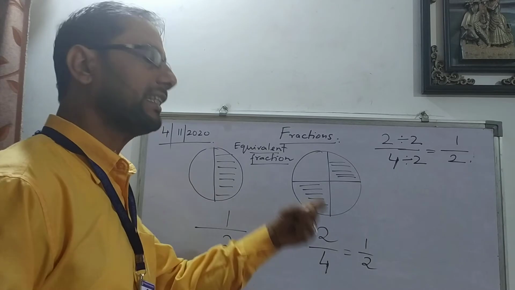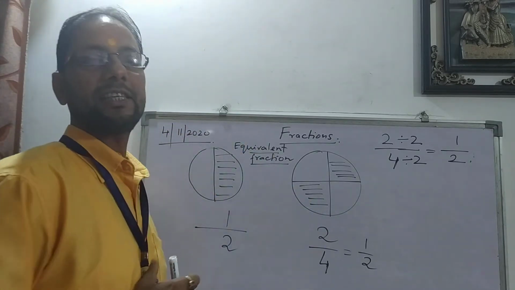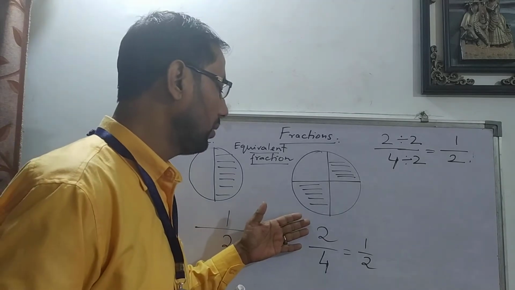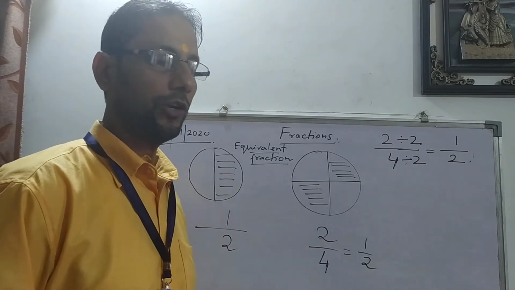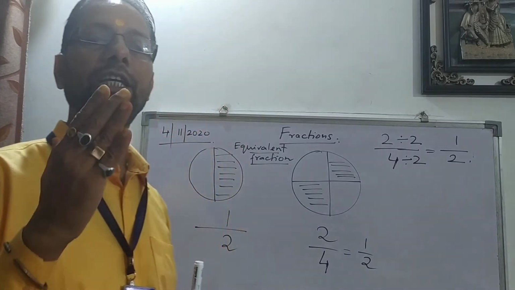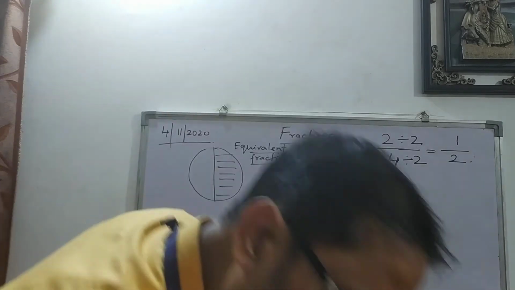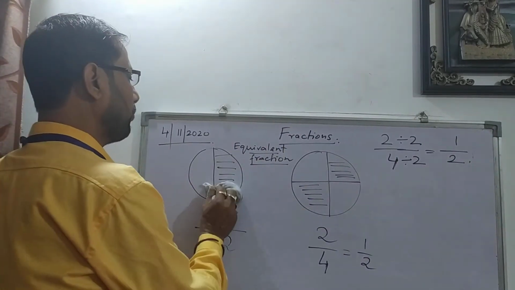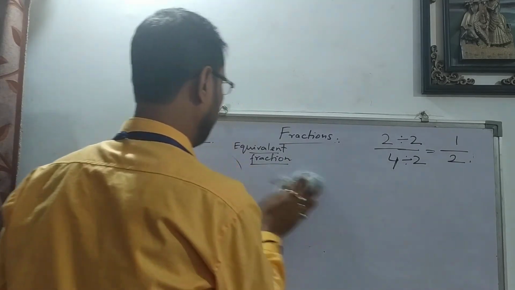But there is another way to find the equivalent fraction. In some cases, you may not know the common factor. It is difficult for you. In that case, how do we find the equivalent fraction? See. Now let me draw another diagram. Let me give you one more example based on the diagram.